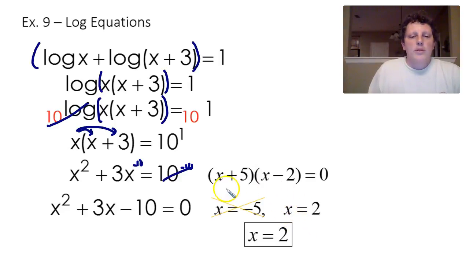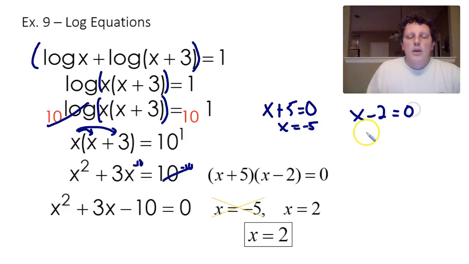Well, we set both of those equal to 0, right? We set x plus 5 equal to 0, and we get a solution of negative 5. We set x minus 2 equal to 0, and we get a solution of positive 2. All right, well, those are our two solutions, right? Wrong. When you substitute both of these back into the original equation, the negative 5 doesn't work.